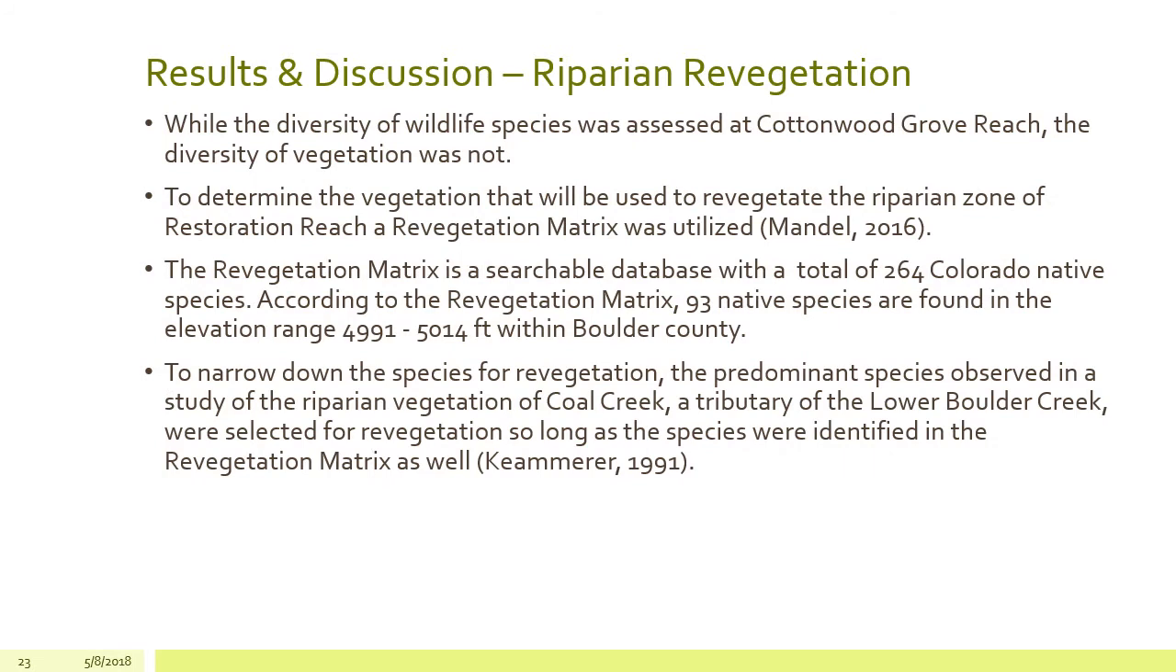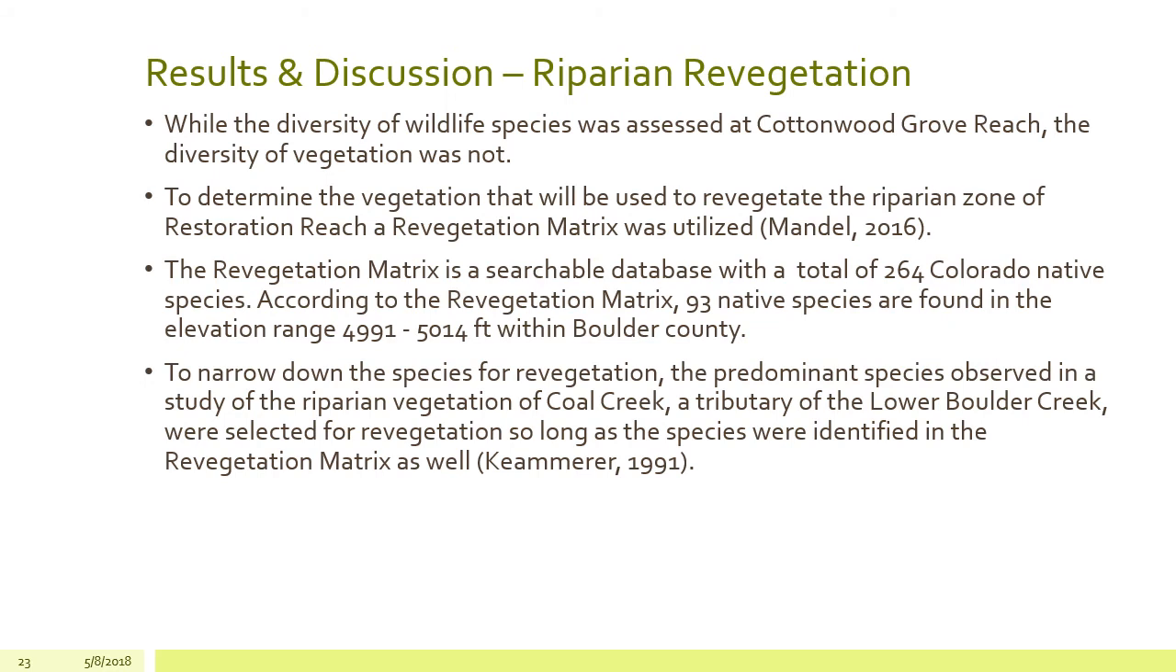So while the biodiversity was assessed at Cottonwood Grove Reach, I couldn't find any data on the diversity of vegetation. So to determine the vegetation that will be used to revegetate the riparian zone of Restoration Reach, a revegetation matrix was used. And using that matrix, I narrowed down that there's 93 native species in the elevation range of 4,991 feet to 5,014 feet within Boulder County, which is where Restoration Reach is.